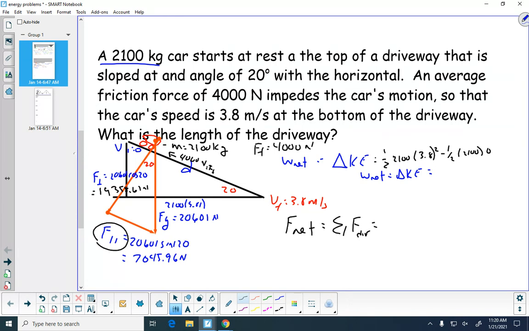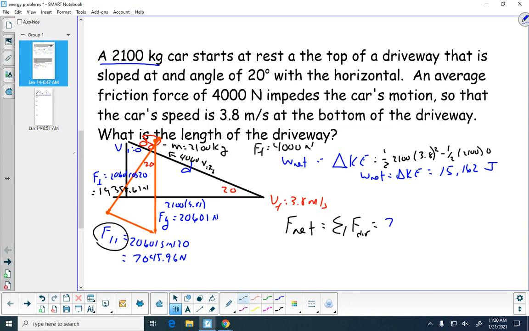Jordan, what's our change in kinetic energy? 15,062. Did you say 62? Right. That's our change in kinetic energy, which is our net work. Okay, we had to find our force net, which is the sum of the forces in the direction of our motion. That's what we get for our net force.